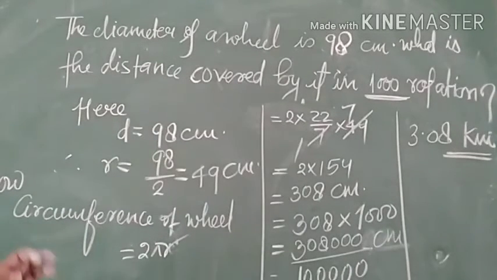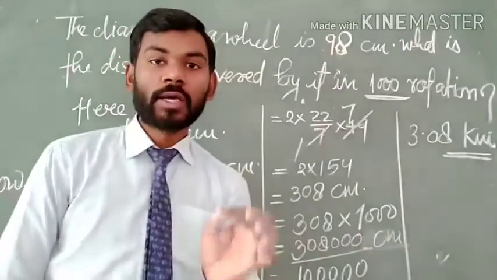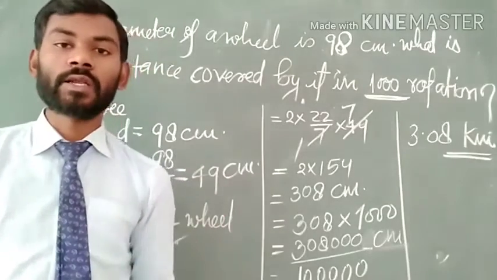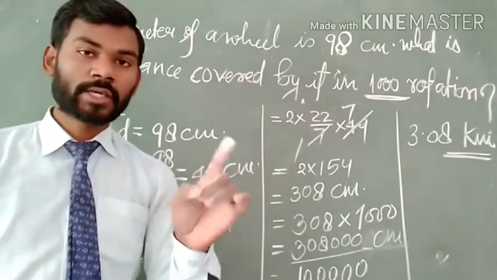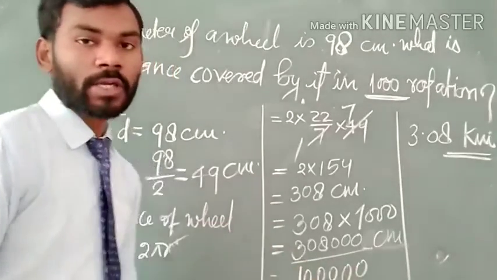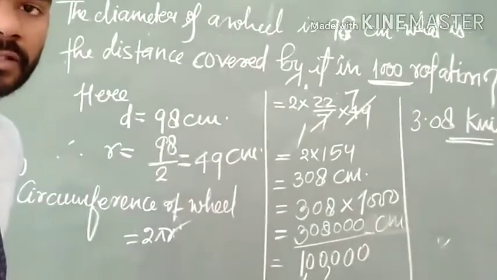Okay, students. So 3.08 kilometer is the distance covered by the wheel in 1000 rotations. Therefore, 3.08 is the right answer.